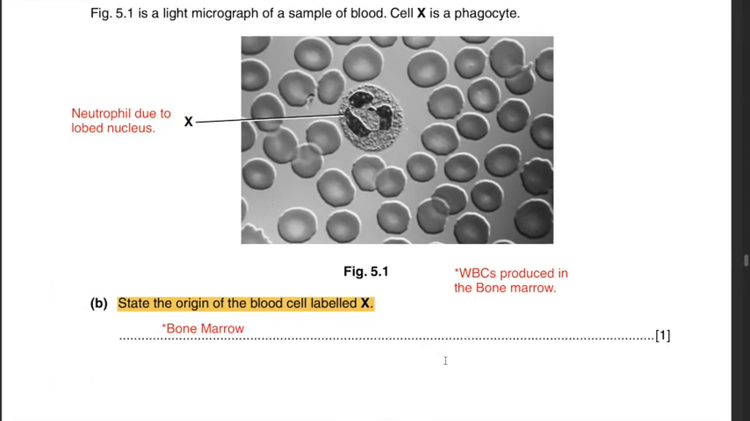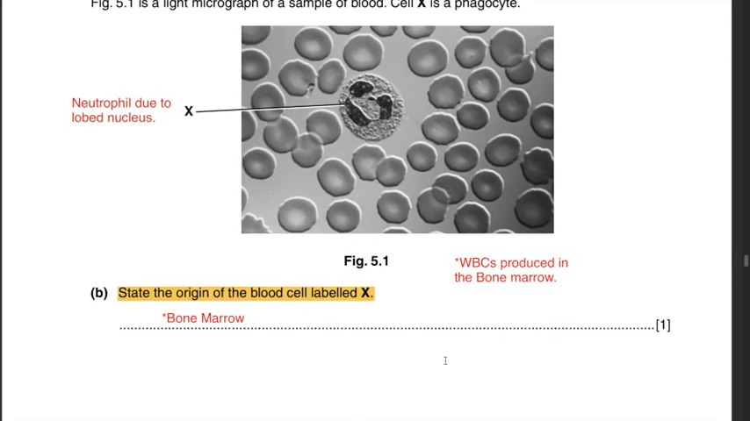Figure 5.1 is a light micrograph of a sample of blood. Cell X is a phagocyte. State the origin of the blood cell labeled X. All white blood cells are produced in the bone marrow, and phagocyte is a white blood cell. Therefore, it is produced in the bone marrow. Hence, the origin of the blood cell labeled X is bone marrow. What is this cell X? This cell X is a neutrophil because it has a lobed nucleus.